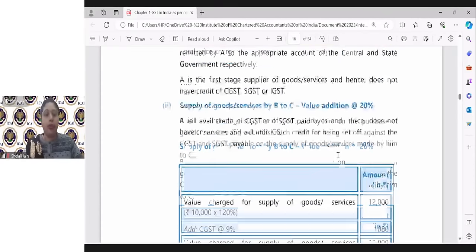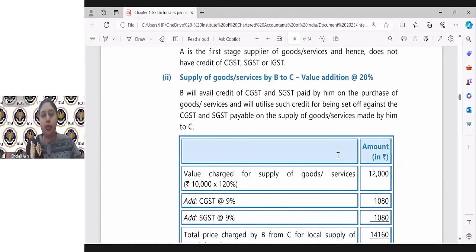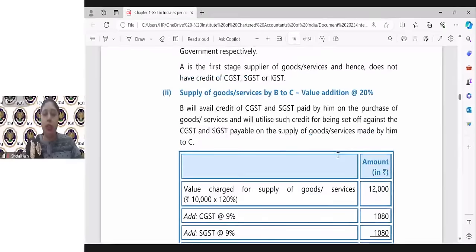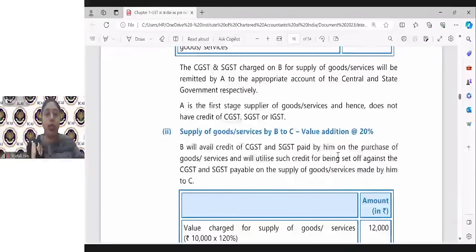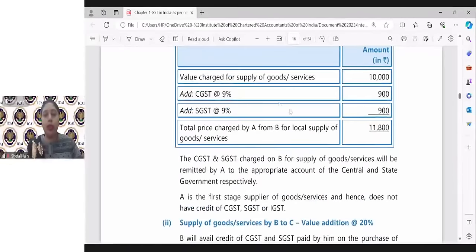Now, the second transaction. In the second transaction, we are assuming that there is a value addition of 20% on the value which has been charged. Now, the cost of this particular goods to B will be 10,000 only, because the credit of CGST and SGST is available. Since CGST and SGST can be set off against the tax on outward supplies, this does not become part of the cost. Because the CGST or SGST that you have to pay on your outward supplies, you set it off against that, so it does not become part of your cost. Because you will get its credit later. So it is not a cost for you.